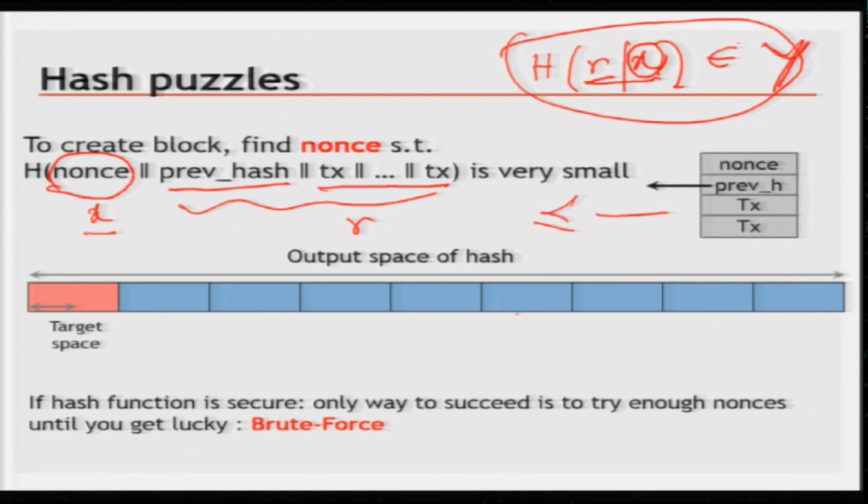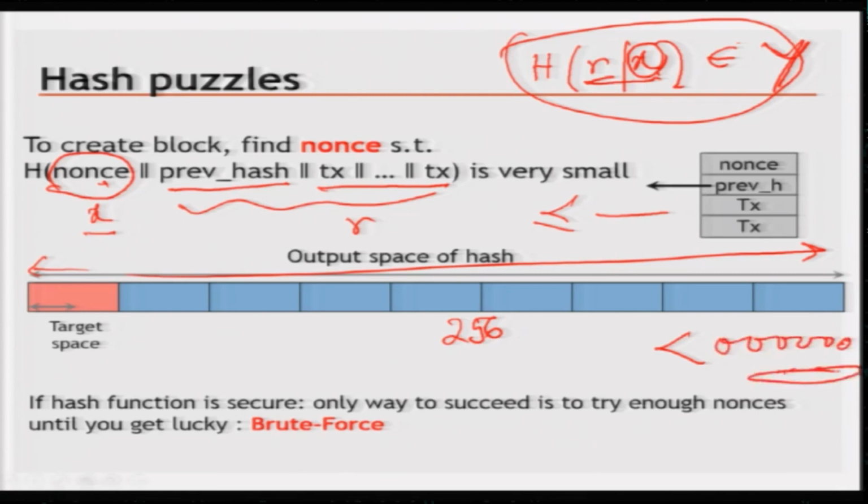So, if this is the output space of the hash values, let us say you are using 256 bit hash values, then your output space is 2 to the 256. That is very large, from here to here. But you say that you will be winning when you choose an x such that your hash value is less than, let us say, so many leading zeros followed by any numbers.